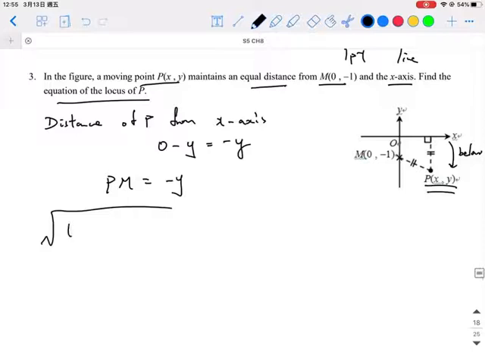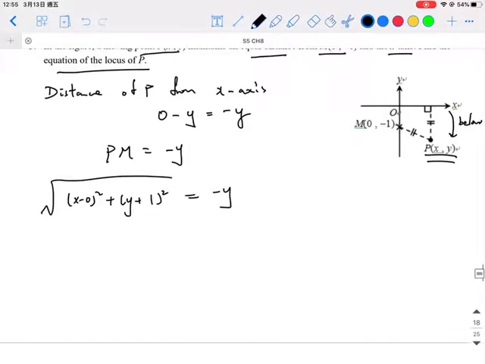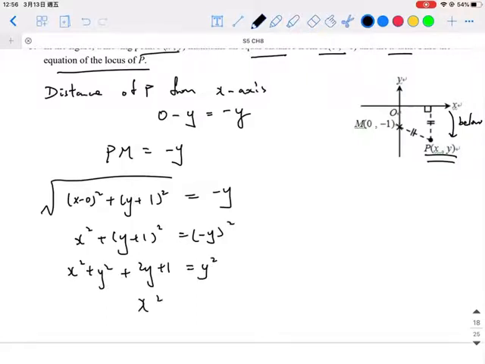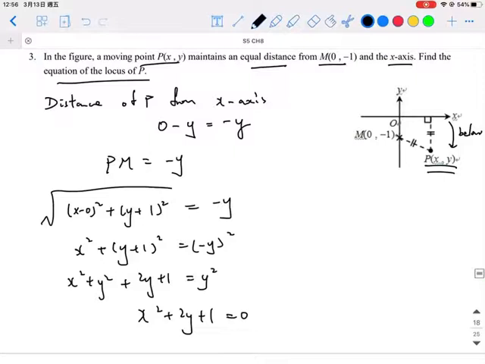So you apply the distance point formula and simplify the square root and the bracket. And you get the equation, which is x squared plus 2y plus 1 equal to 0. So we finish question number 3.